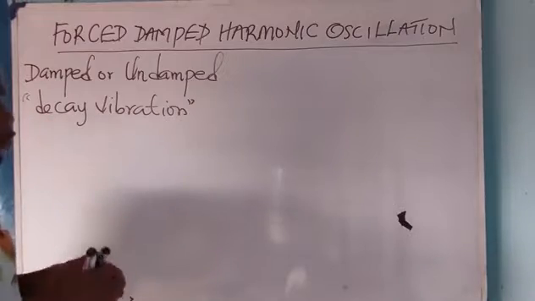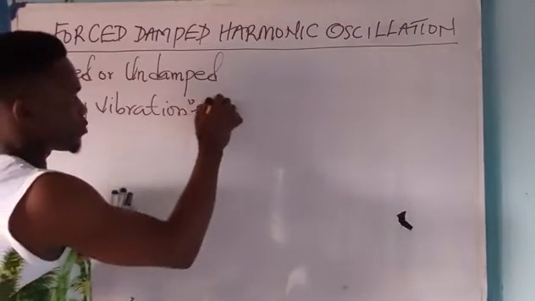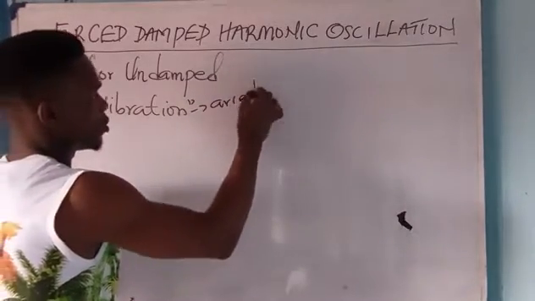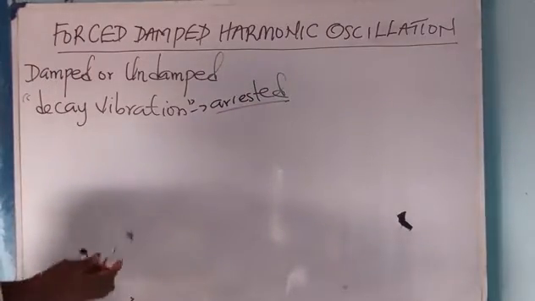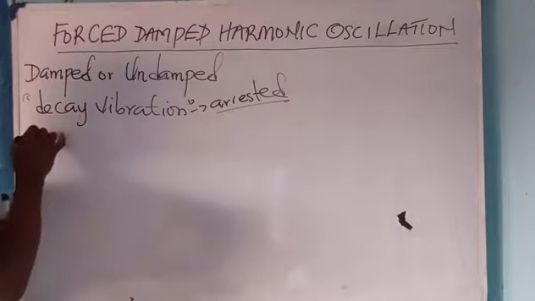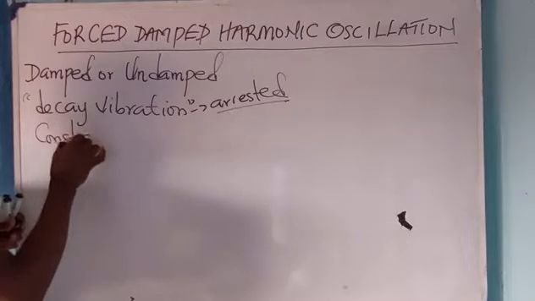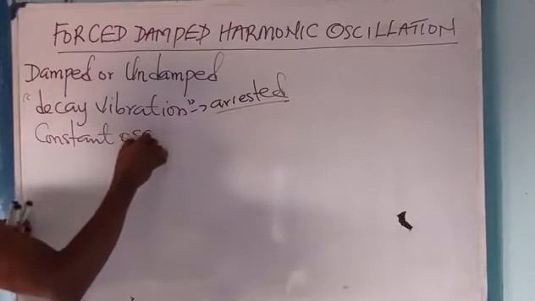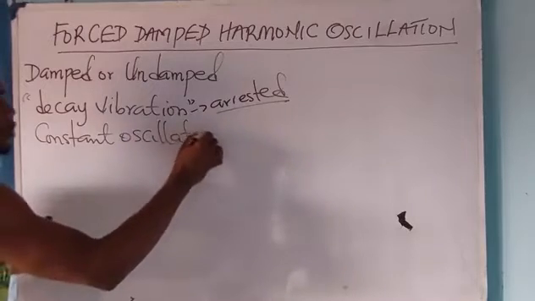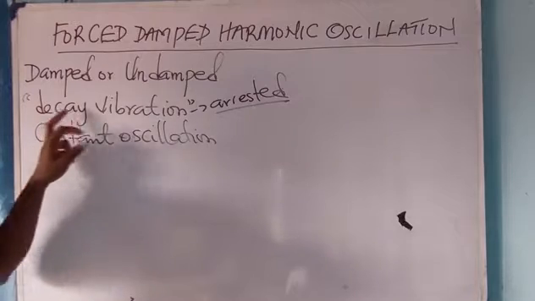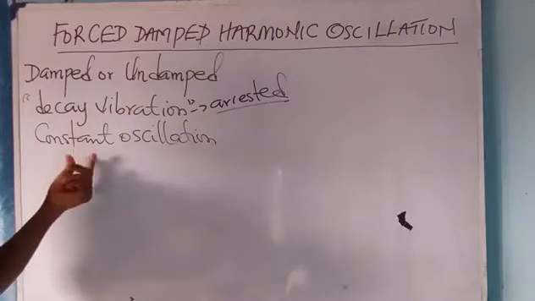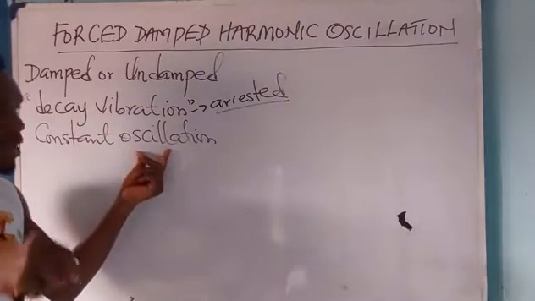This decay vibration, when it is arrested, look at the keyword. When this decay vibration is arrested, what is the impact of it on the system? It results in constant oscillation. Which means the process of arresting the decay vibration results in what? Constant oscillation. That is the impact of it.